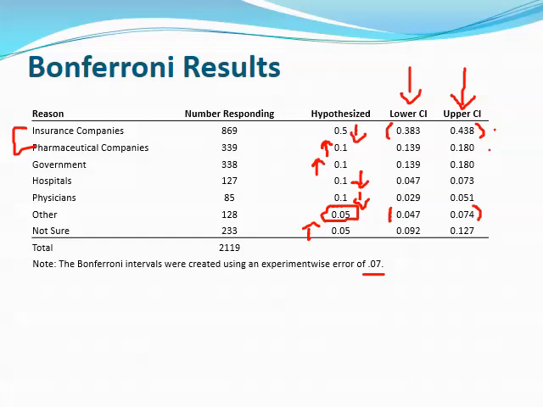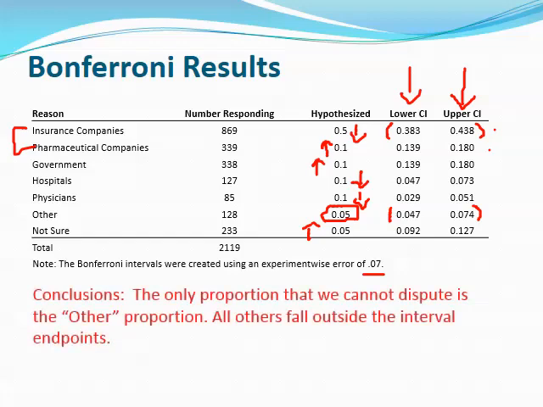My follow-up, my test hypothesis, my test statistic, my p-value, my conclusion is at least 2 proportions differ. My follow-up work says there's a whole lot of differences. The only proportion we can't dispute is the one in the other category. All others fall outside the interval endpoints. The test hypothesis tests to see if we believe those proportions or not. If we can reject that, the follow-up work finds where the differences are. It's called multiple confidence intervals. If you have proportions in the null hypothesis that are specified to be different numbers, that's how you approach it.